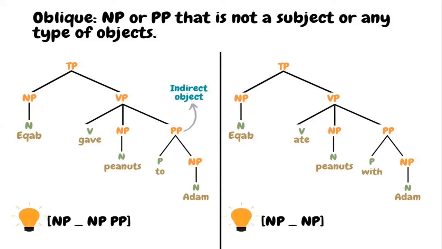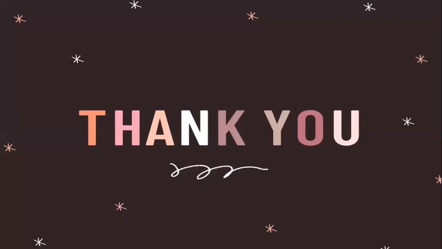Now, regarding the second tree, when we have a verb like ate, which has the feature NP_NP, we notice that the PP is not an argument of its feature. So we consider the PP here an oblique. We conclude that in order to distinguish between the objects and the oblique, we need to know the feature of the verbs that we use, the argument structure.